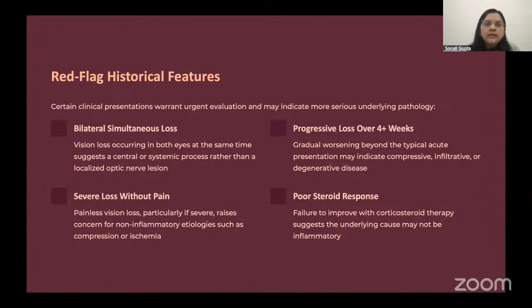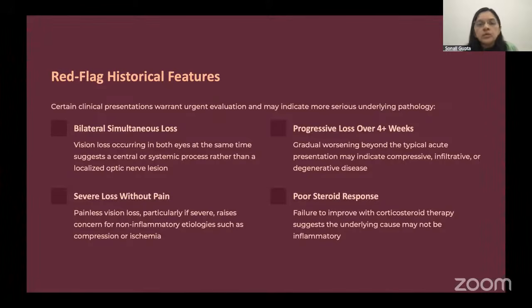So, there are certain red flags in history which we need to be careful about and do a further urgent evaluation if any of these is present. So, a bilateral simultaneous loss usually indicates a central or a systemic process rather than a localized optic nerve lesion. So, again, we might need an imaging, we might need a good history taking, if the loss is progressing beyond 4 weeks. So a typical optic neuritis, what we call, which happens due to demyelination, multiple sclerosis, usually worsens in the initial 4 weeks, then stabilizes and starts improving.